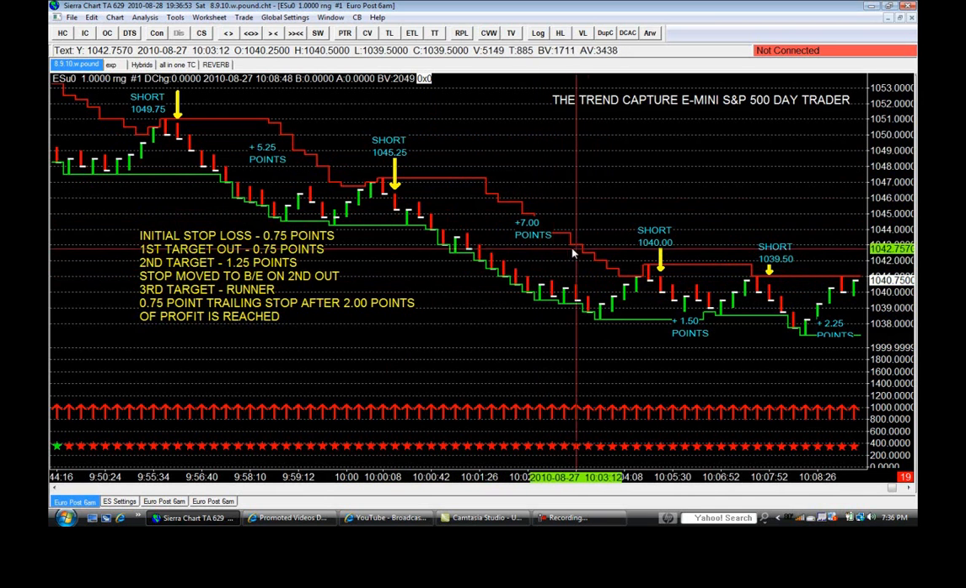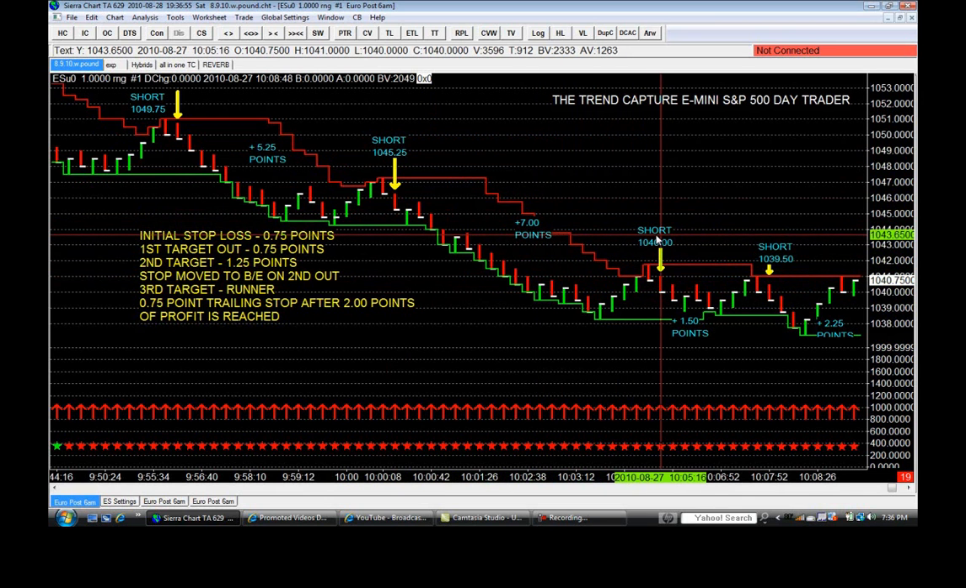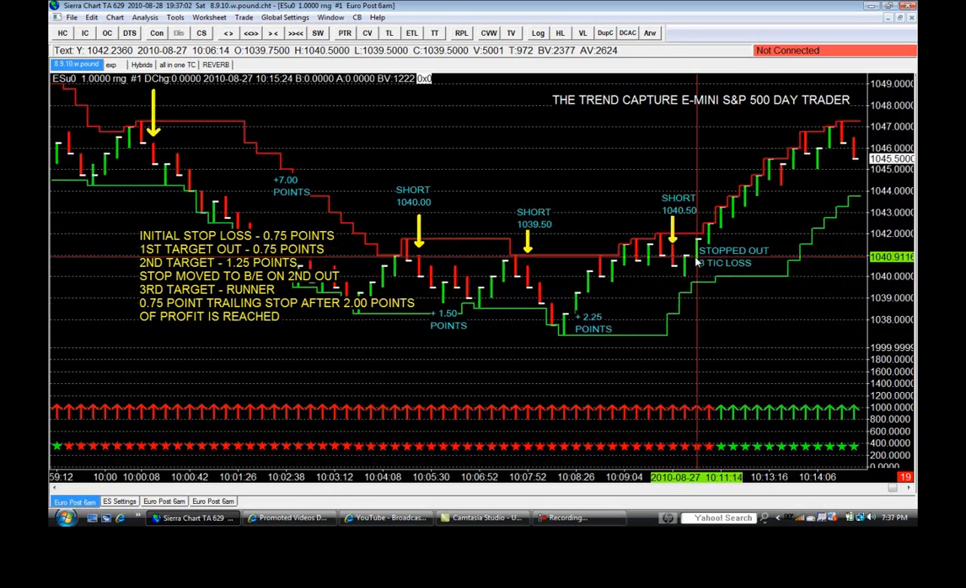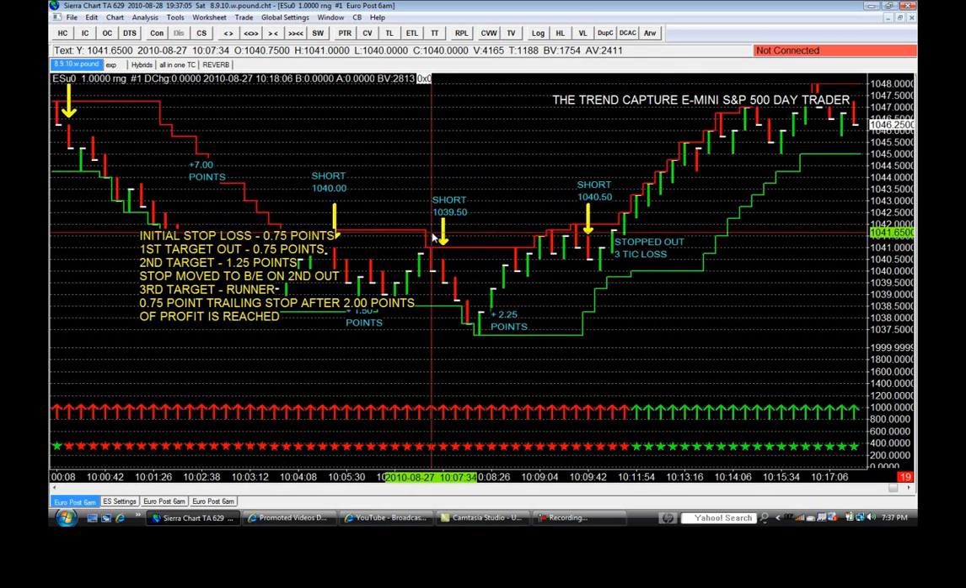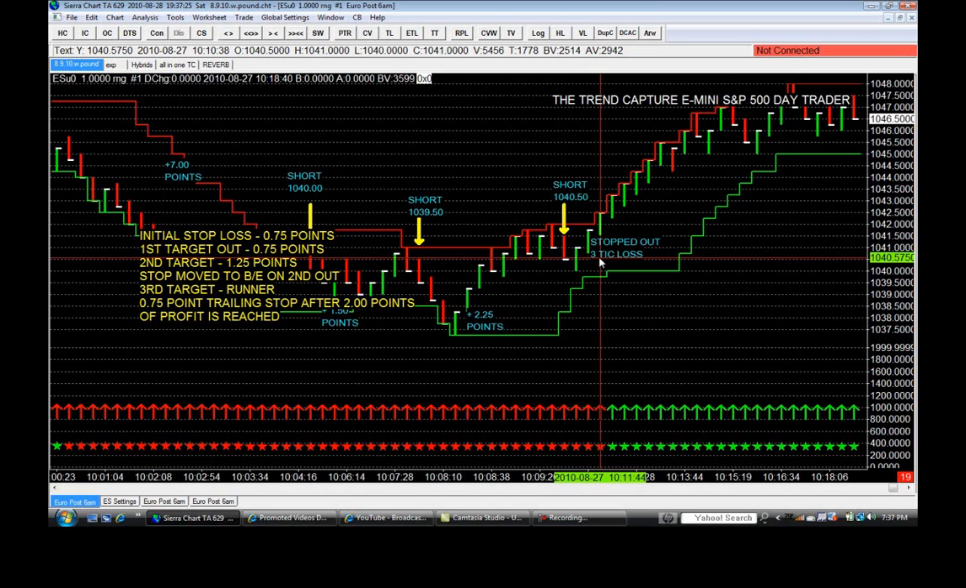Next was a short at 10:40, that came at about 10.05. That was good for 1.5 points. Another short right here at 10.39.50. That was good for 2.25 points. Another short at 10.40.50. Right here you would have entered and you would have gotten stopped out with a 3-tick loss. So we've got 2 3-tick loss stop outs so far. Very manageable.